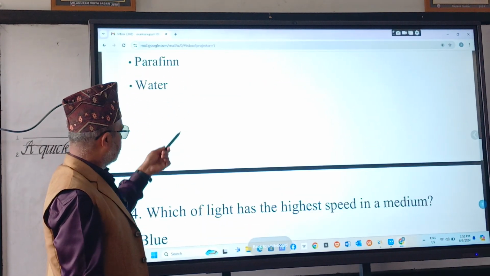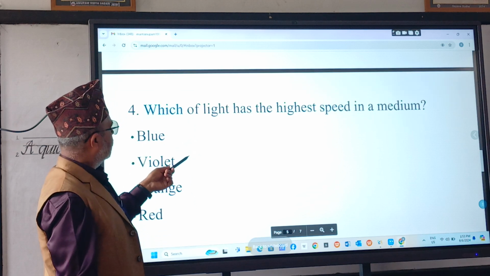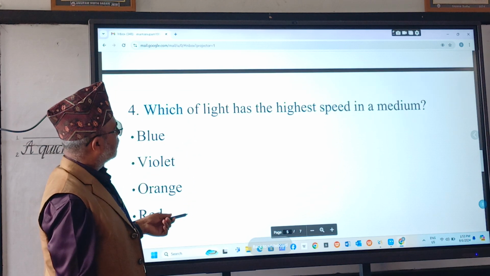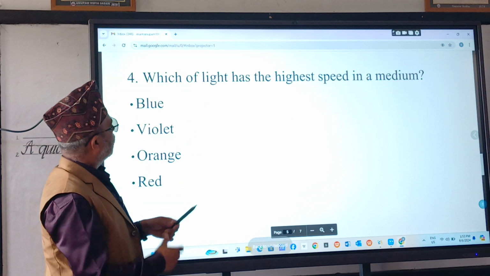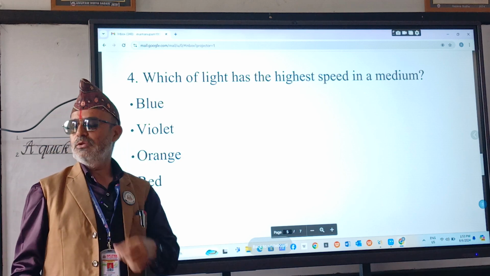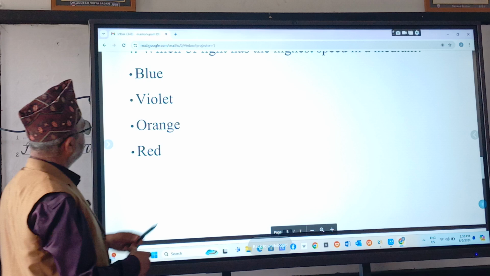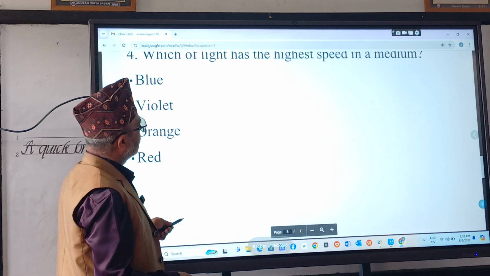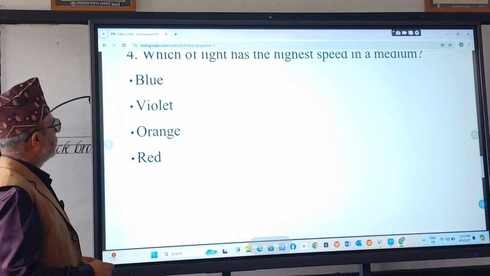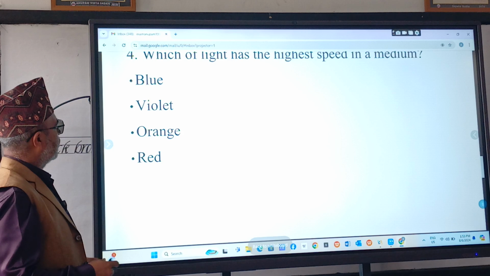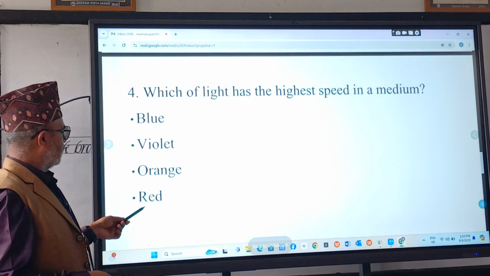Now we'll go to question number 4. These are all MCQ. Which color of the light has the highest speed in a medium? Which one? Red. Red has the highest speed.